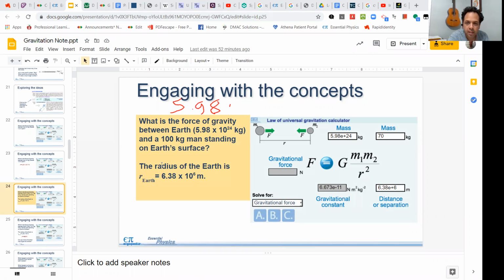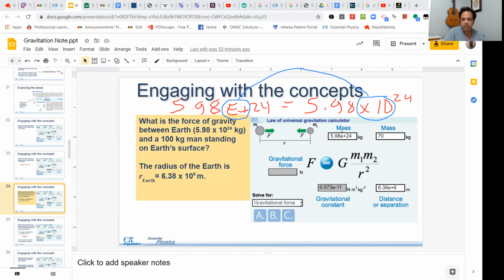When we do the practice problems, you can see that 5.98 E positive 24 is the same thing as 5.98 times 10 raised to the 24. They just use this E function, and it takes the place of this times 10. So they mean the same thing. It's an uppercase E, sometimes a lowercase e. It's the same thing.